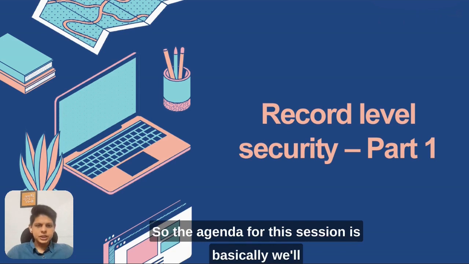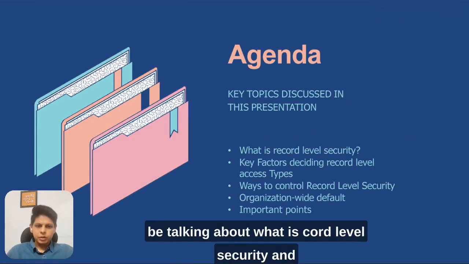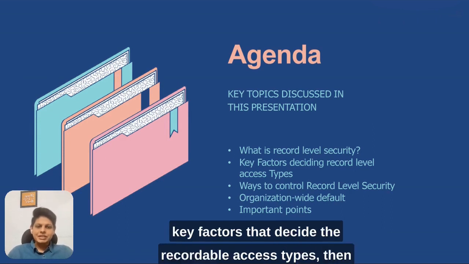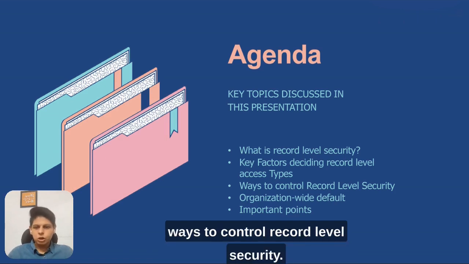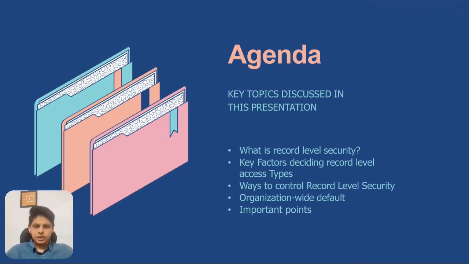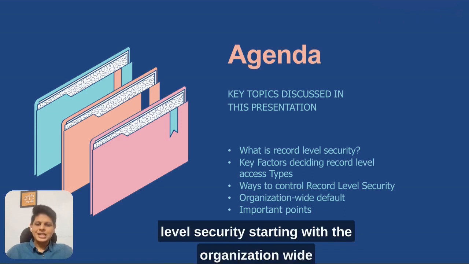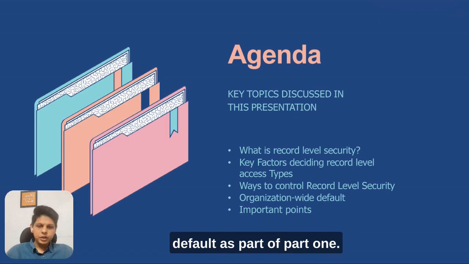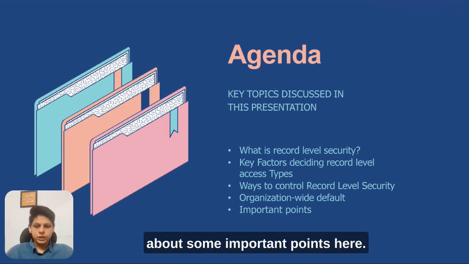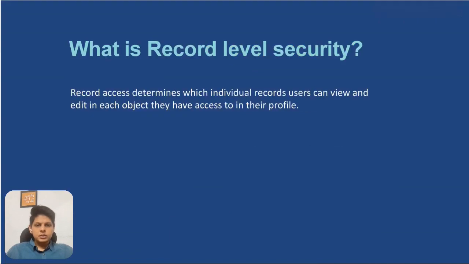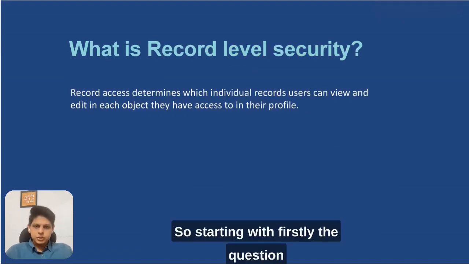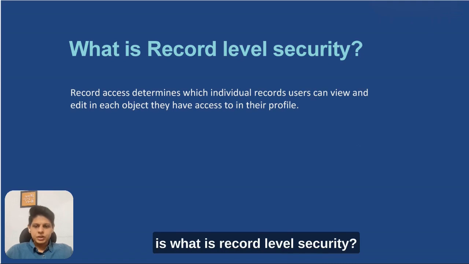So the agenda for this session is basically we'll be talking about what is record level security, and key factors that decide the record level access types, and then ways to control record level security. Then we'll discuss multiple types of record level security, starting with the organization-wide default as part of part one. Then also we'll be discussing some important points here. So starting with, firstly, the question is, what is record level security?